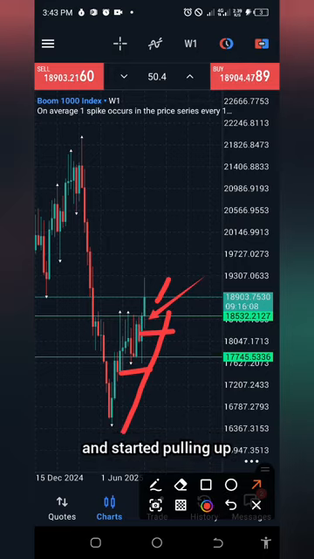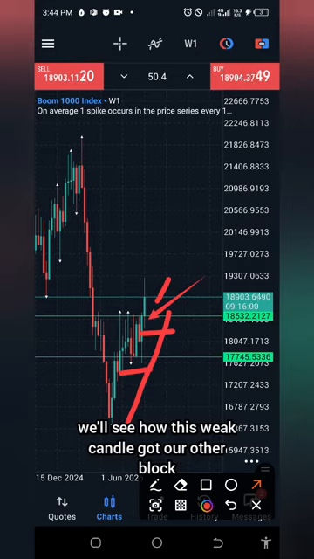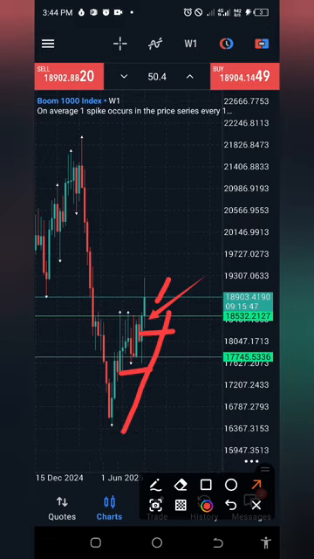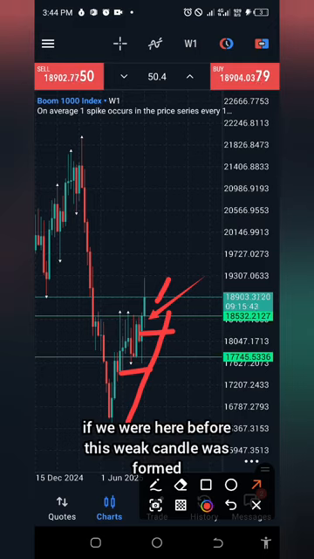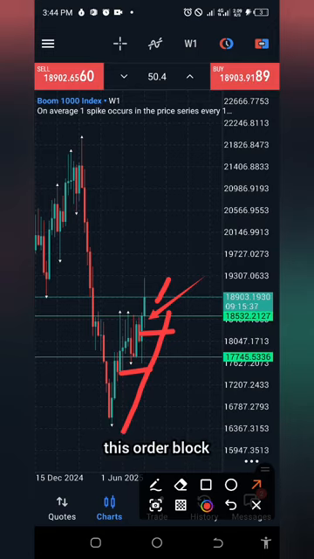It started pulling up. Remember, this is a weekly candle. So if you go to a lower time frame, we'll see how this week candle got to the order block and then started going back up. So price sometimes respects order blocks, and order blocks at higher time frames are often more accurate for entries. So if we were here before this week candle was formed, we would have been looking for an entry around this order block. So we go to the daily time frame to see if we see something good.